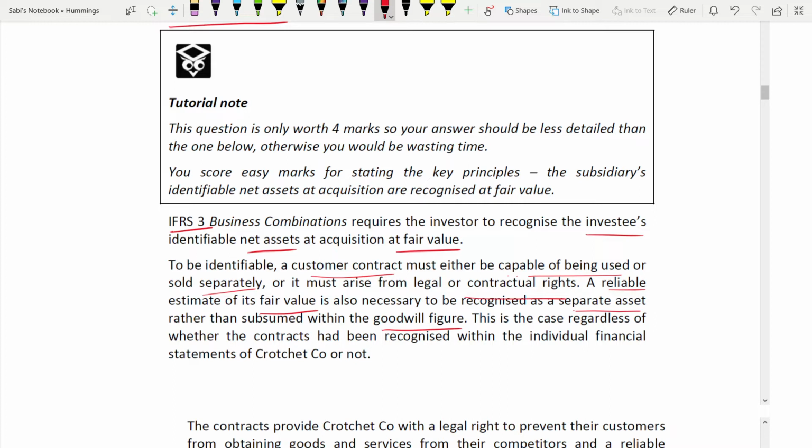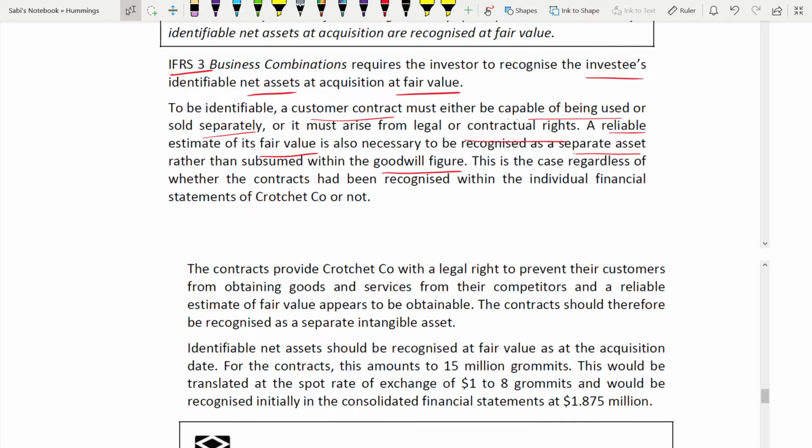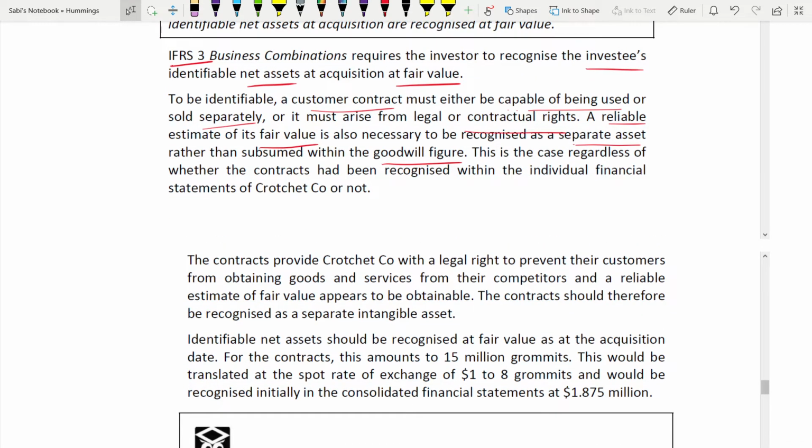So even though you may or may not have recognized this contract in the separate financial statements, in the consolidated financial statements you have to recognize it at fair value separately, this contract as an asset. Why? Because the contract provides them with a legal right to prevent their customers. Remember, they told you they were prohibiting their customers from using the services of the competitor, right? So because of that, they have a legal right to prevent their customers.